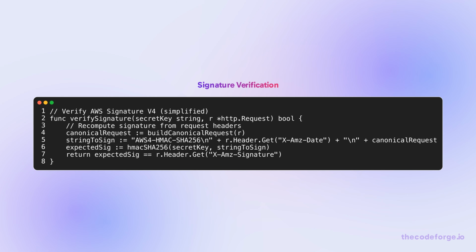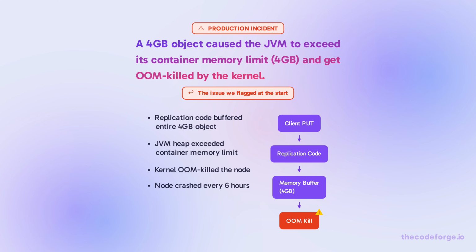It rebuilds the canonical request and compares the computed signature with the one in the header. This is the same issue we highlighted at the start. Here's exactly why that happened.